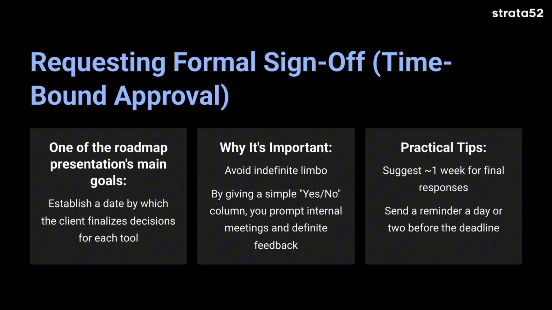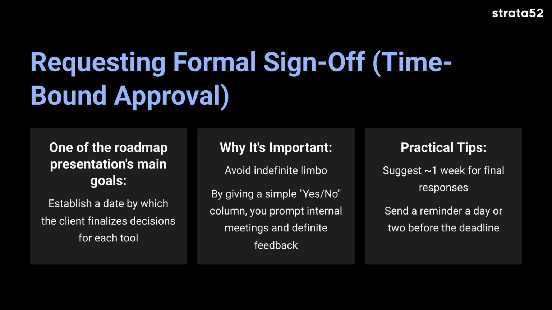This clear, time-bound approach helps you ensure that you don't wind up in a state of indefinite limbo while they ponder their options. One of the key goals of your roadmap presentation is to establish a clear date by which your client will finalize decisions for each tool in the AI plan. You definitely don't want the roadmap to drift without concrete approvals. By insisting on a simple yes/no column and giving them, say, a week to respond, you encourage them to meet internally and come back to you with clear feedback.